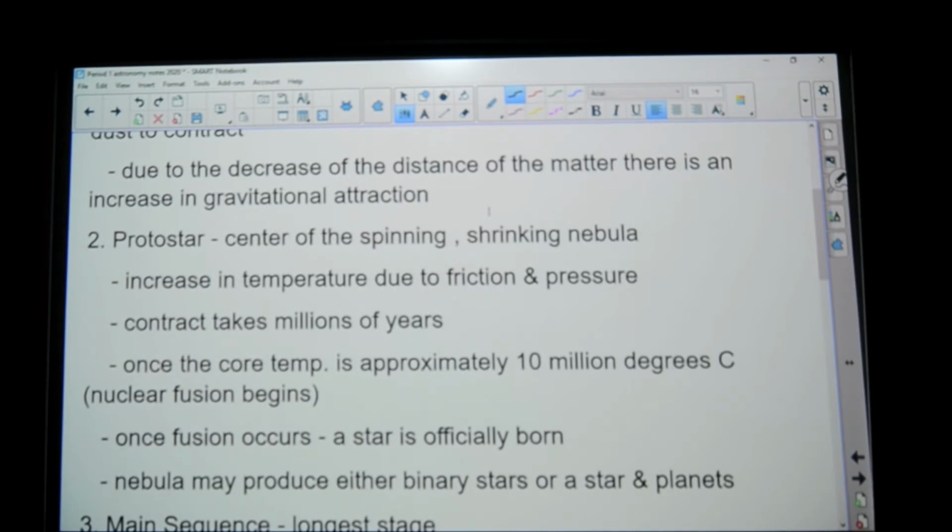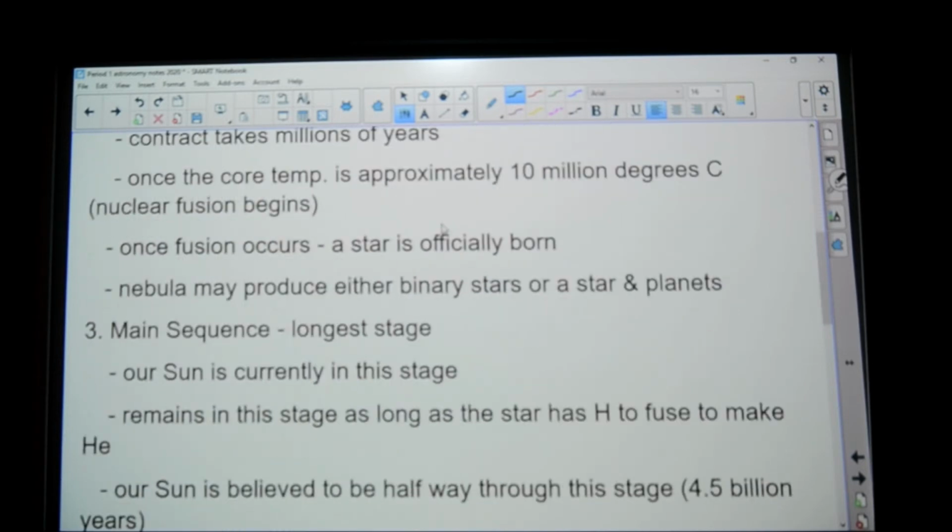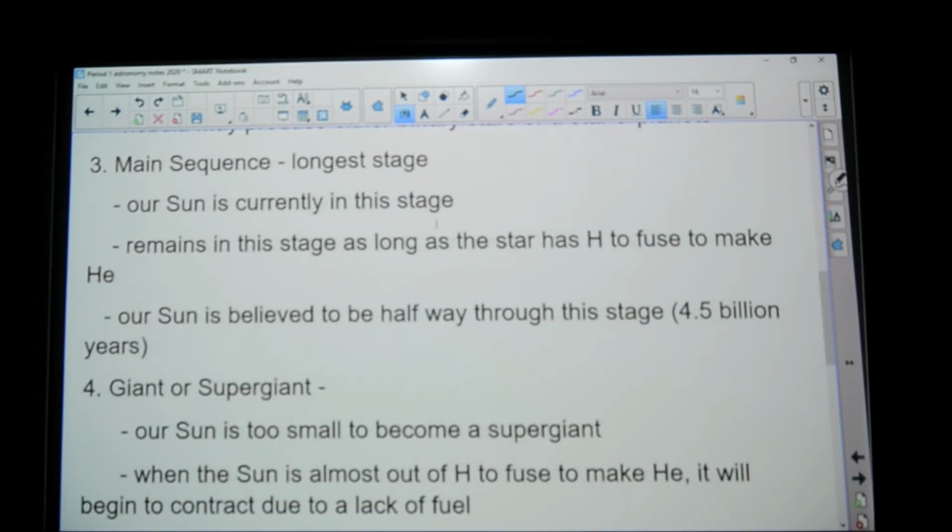Now with your nebula, you can either get a binary star, which is two, or you can get a star and planets, which is what happened to our solar system. The main sequence is what our sun currently is in. This is the longest phase. Scientists think that our sun is about halfway through the main sequence phase. It's going to stay there as long as it has enough hydrogen to fuse to make helium.